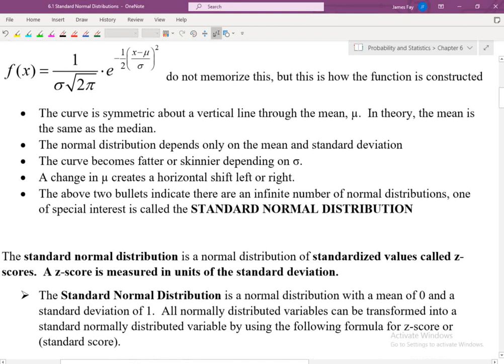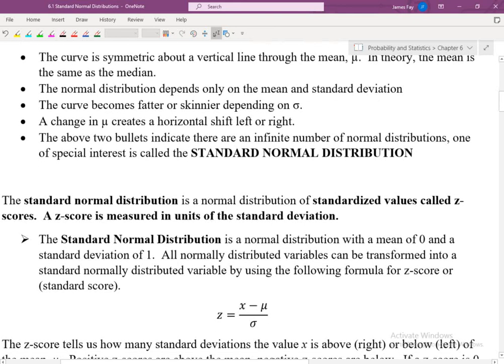But the above two bullets indicate there are an infinite number of normal distributions. We don't want to learn about every one of those because that would be impossible, right? And it would involve quite a bit of calculus if we wanted to even address a handful of them. So what we do is we learn about one, the one that has a standard deviation of 1 and a mean of 0, and then we conform all others down to it. We'll talk about how we do that, but it's called standardizing. So we'll come up with what we call a standard normal distribution.